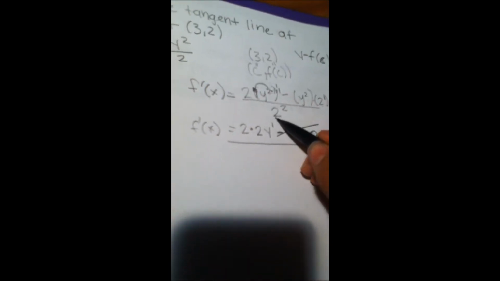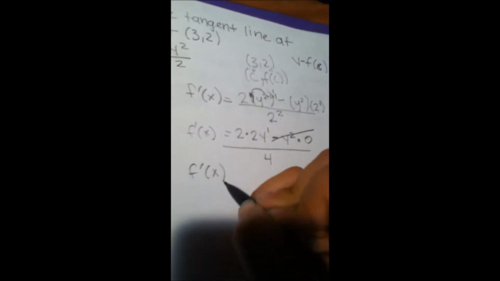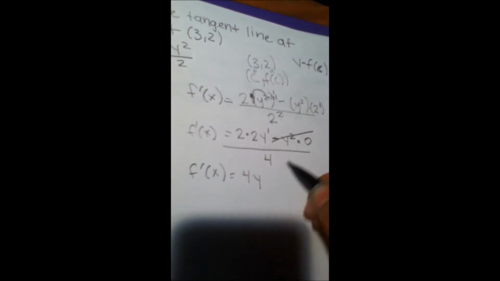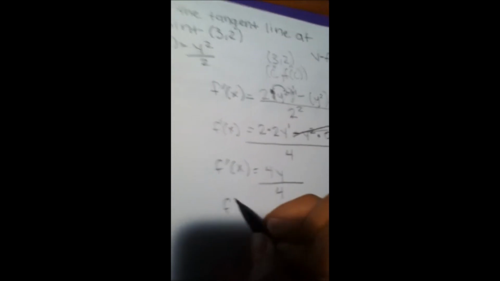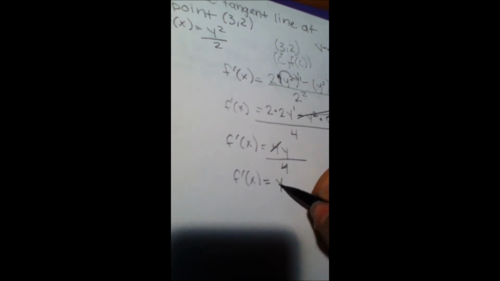All over 2 to the exponent of 2 equals 4. You simplify more. 2 times 2 equals 4y, all over 4. Causing 4 over 4 to cancel, leaving y. And from the point they told us that y is 2. Therefore, the derivative of f is 2.